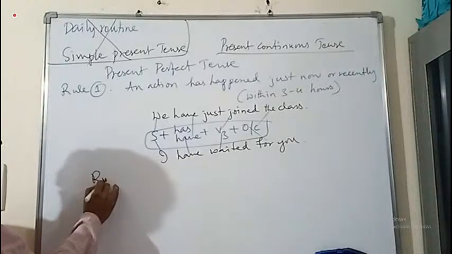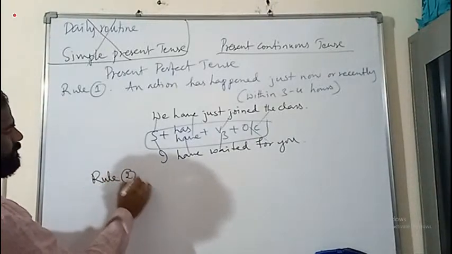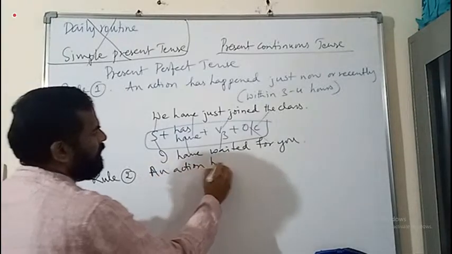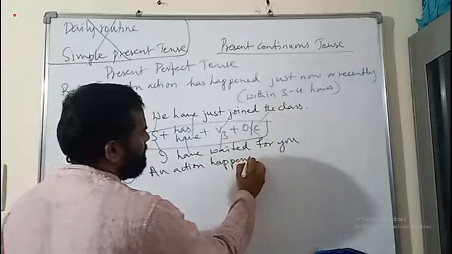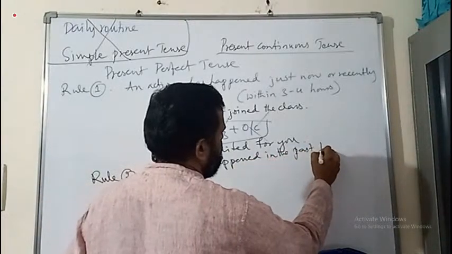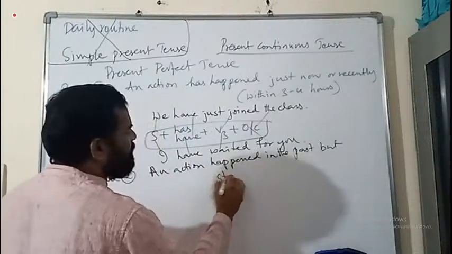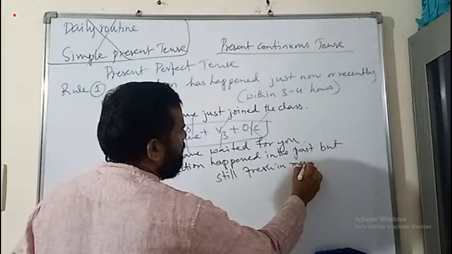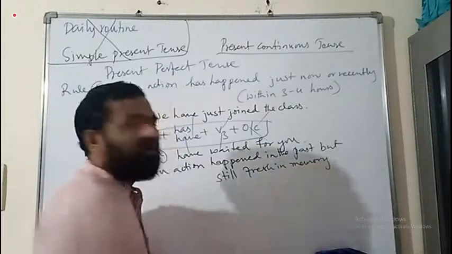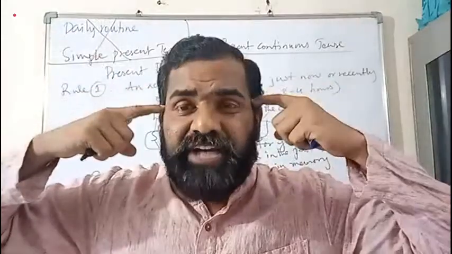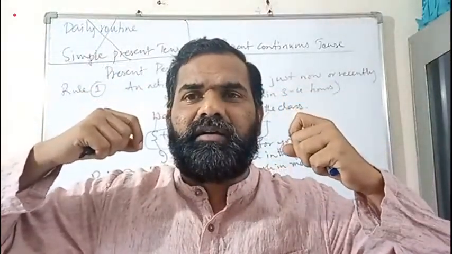Rule 2. An action happened in the past, but still fresh in memory. An action happened in the past, but the memory is still fresh in our mind.